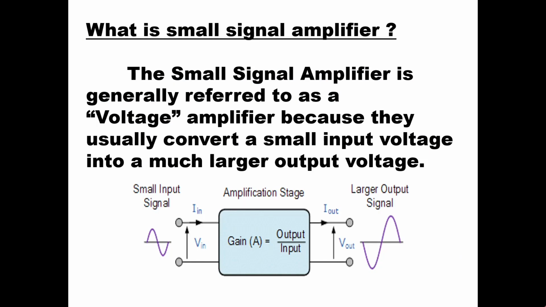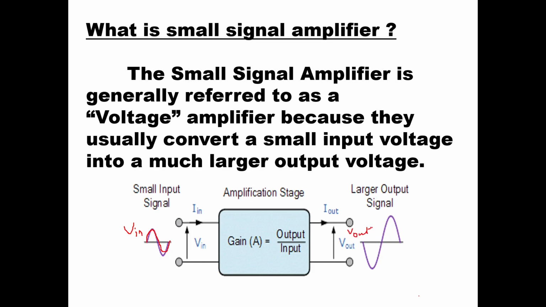Now small signal amplifier by definition is generally referred to as voltage amplifier because they usually convert a small input voltage into a much larger output voltage. So as I've shown in this block over here, a small input voltage at the input is converted into a large output voltage. So this is V in, the input voltage, which is small in magnitude. Okay, so that is converted into a large output voltage.